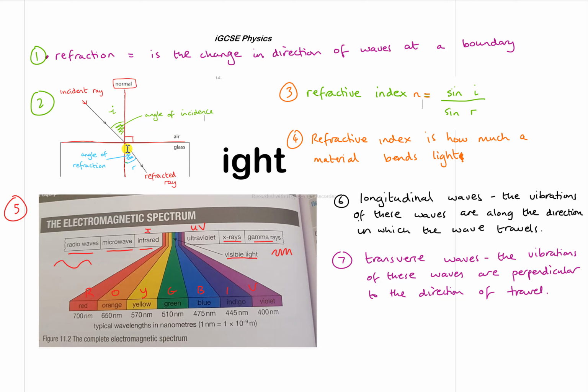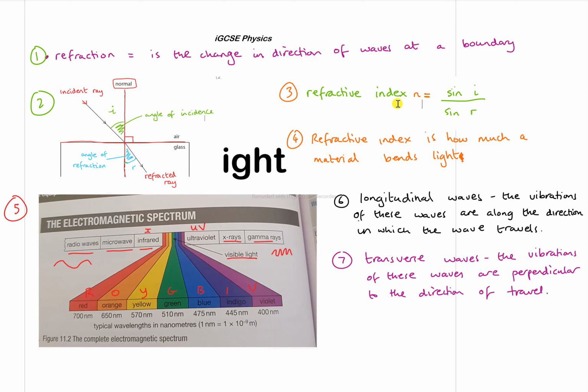When the ray goes through the glass, it bends, it refracts, and that is the refracted ray. And then the angle of refraction is from that ray to the normal. I always get this wrong, and there's something else I think coming up, but we'll sort that.